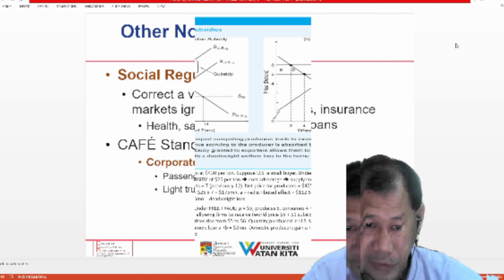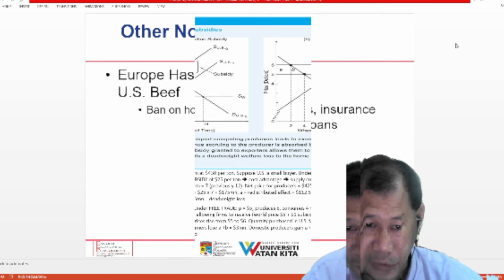Now, social regulation is also another non-tariff barrier to trade. It aims to correct a variety of undesirable side effects of the market that ignores health, safety, and the environment. The CAFE standard, corporate average fuel economy standard, is one example. For environment and safety, passenger cars must meet the fuel economy standard, and light trucks and so on. I don't want to read the numbers.